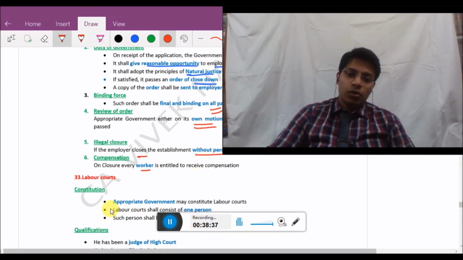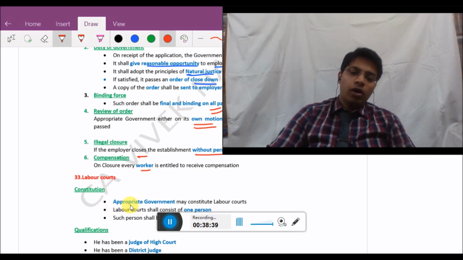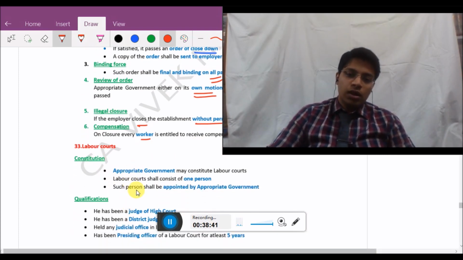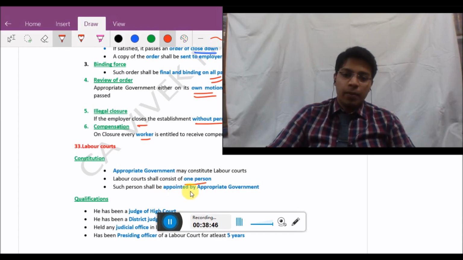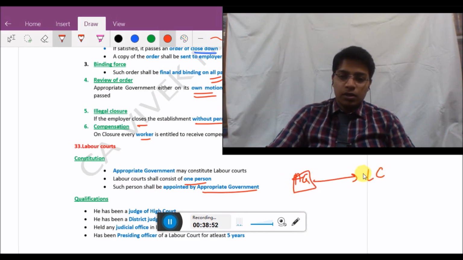Labor courts, what are labor courts? Constitution. Appropriate government may constitute labor courts. Labor courts shall consist of one person. Such person shall be appointed by the appropriate government. Appropriate government, what does the appropriate government do? It makes a labor court and a person is appointed for that.